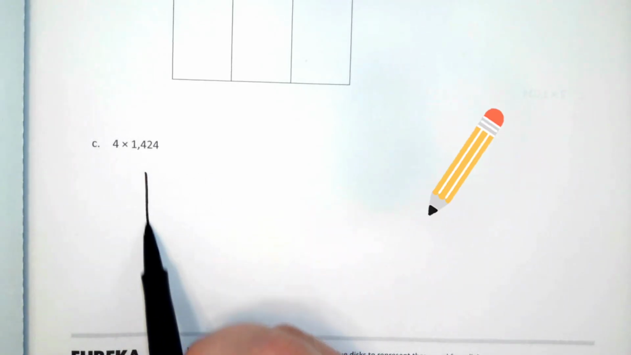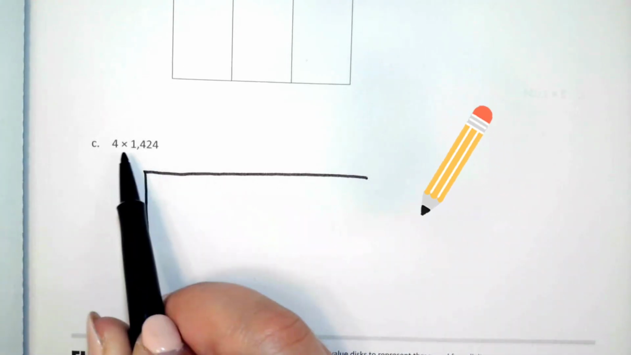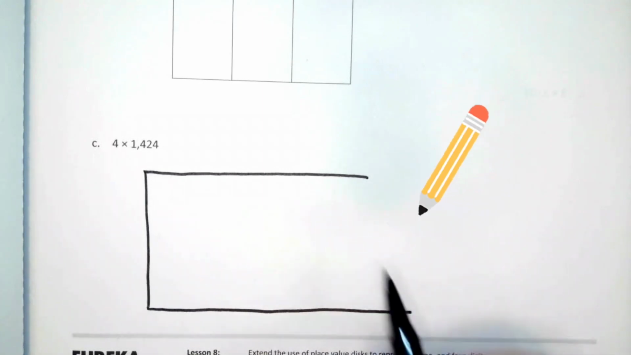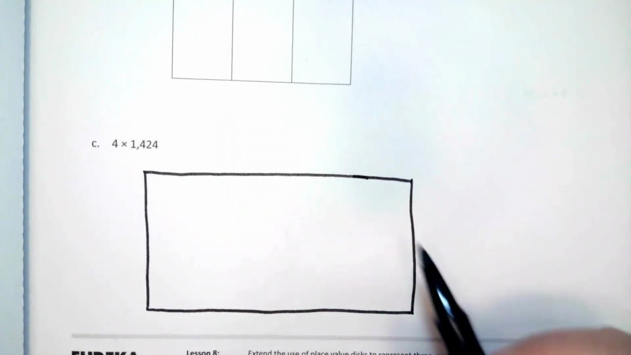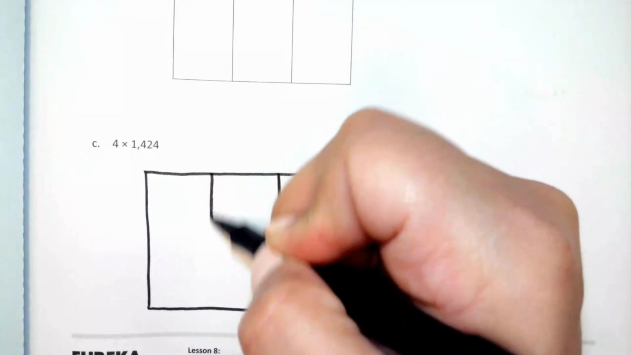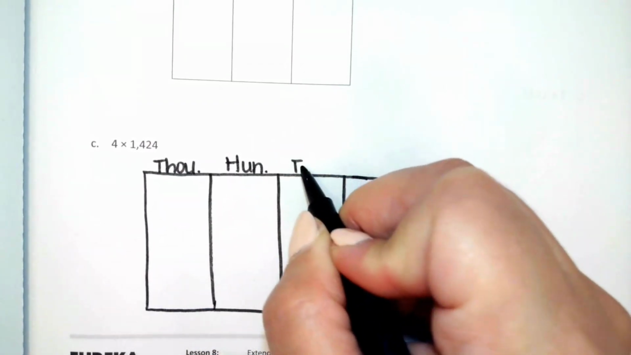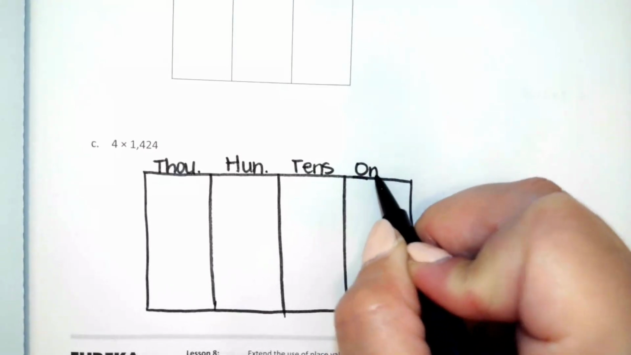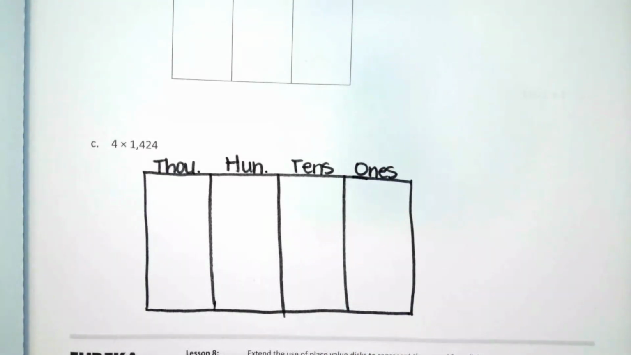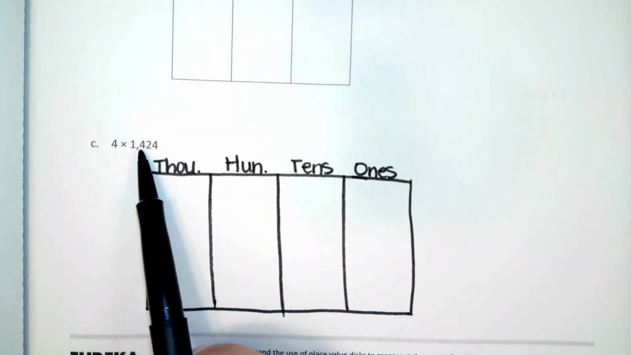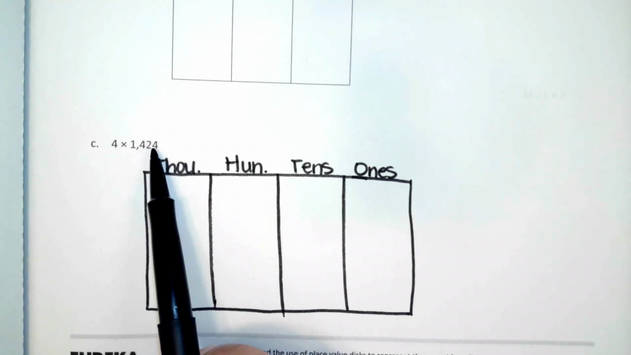This one doesn't have a place value chart ready for us. We will need to make one. And notice it has 1,424. So that means we're going to need thousands, hundreds, tens, and ones columns. Now we're going to start by making 1,000, 4 hundreds, 2 tens, and 4 ones.